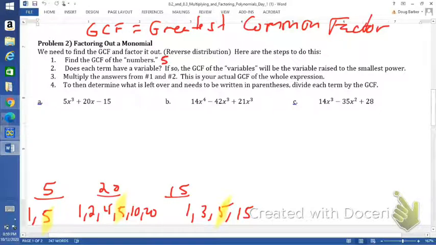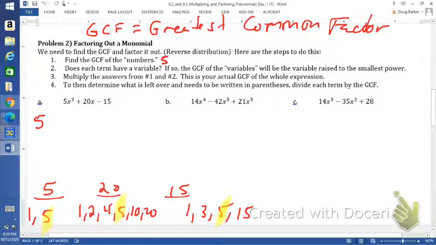So I'll put that there. Now, does each term have a variable? If so, the greatest common factor of the variables will be the variable raised to the smallest power. Each term does not have a variable in this case. The negative 15 is a constant. So the answer to that one is no. So we go to 3, multiply the answers for number 1 and number 2. Well, we didn't have an answer for number 2. Each term didn't have a variable. So the greatest common factor is just going to be 5.